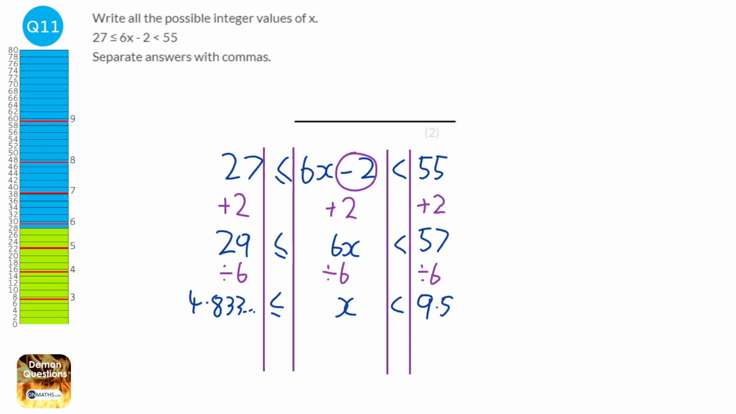Okay, now we're asked to find the integer values. Integers are just whole numbers. So we're thinking about what are the numbers between 4.833 and 9.5. Well, it can equal 4.833, but actually it can't because we're looking for integer values, which are whole numbers. So the first whole number is 5, then 6, 7, 8, and then 9, because it's less than 9.5, but it can't be 10 because 10 is more than 9.5.